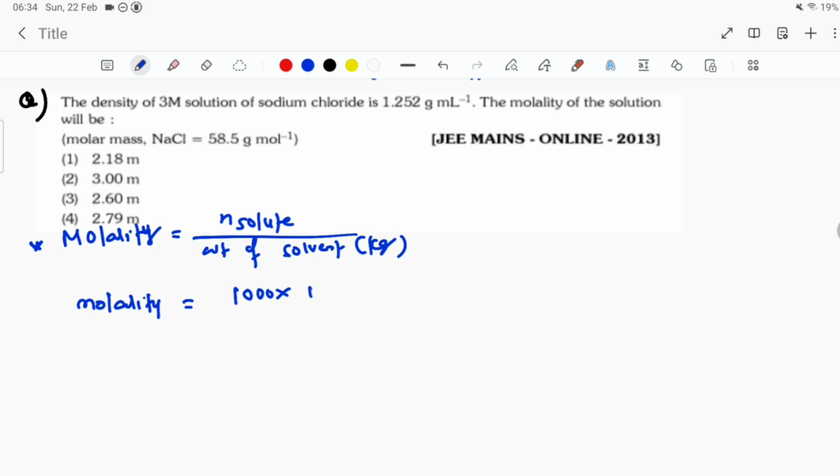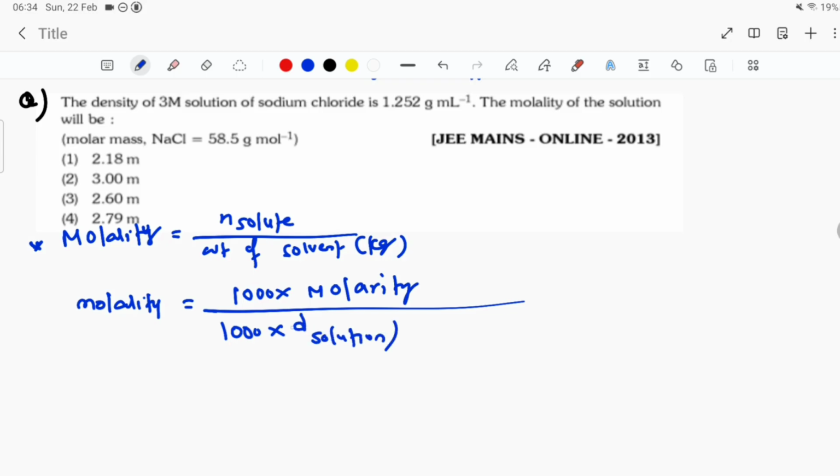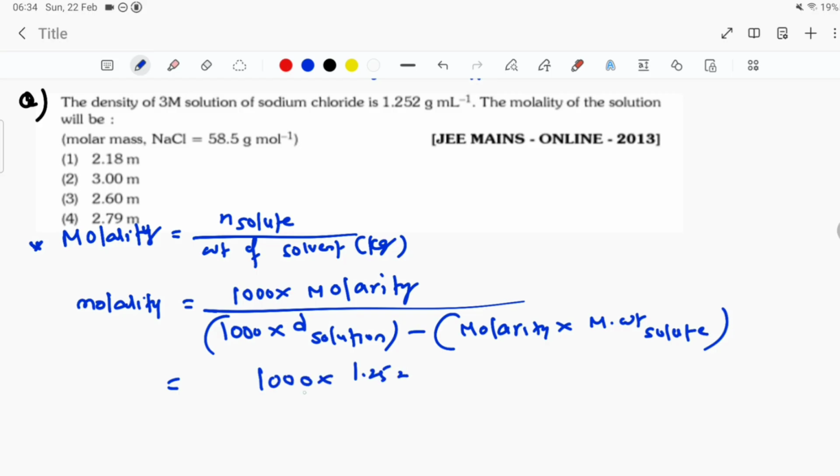1000 into molarity by 1000 into density of solution, direct from interconversion formula it is, minus molarity into molecular weight of solute, direct interconversion formula. So what you will get here? 1000 into density of solution, how much? 1.252 by 1000 into density of solution.